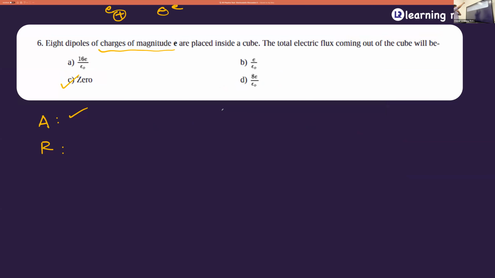So listen. 8 dipoles of charges of magnitude e are placed inside a cube. So there is a cube inside which how many dipoles are placed? 8 dipoles of how much magnitude of charge? e. So the total electric flux coming out of the cube will be. Why is it zero? So what is the meaning of charges of magnitude e? Then it should have been 8e, no? 8e by epsilon naught should have been the answer.